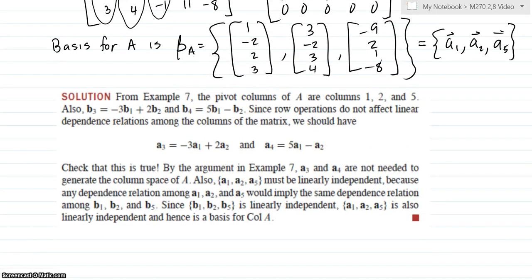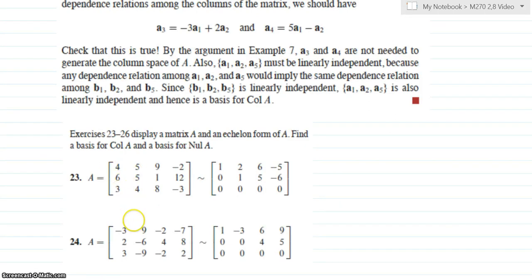So let's look at some problems in the book. Let's look at number 23 and number 24. It says here in the directions, exercises 23 through 26 display a matrix A and an echelon form of matrix A. So they're not even making you find the echelon form. Find a basis for the column of A and the basis for the null of A. So let's do the column of A first.